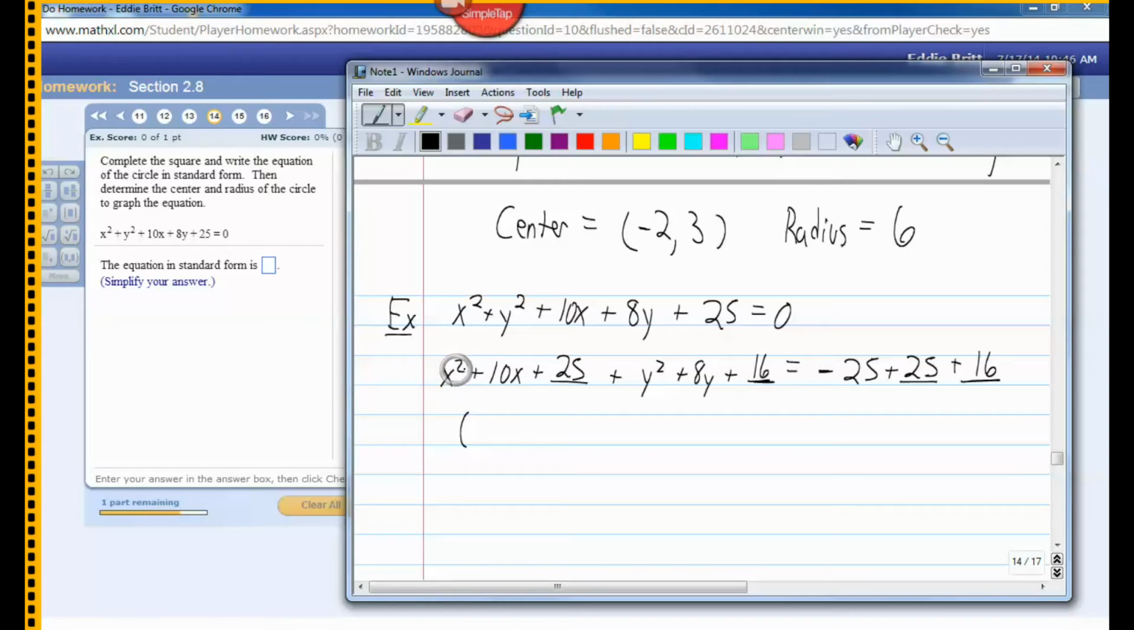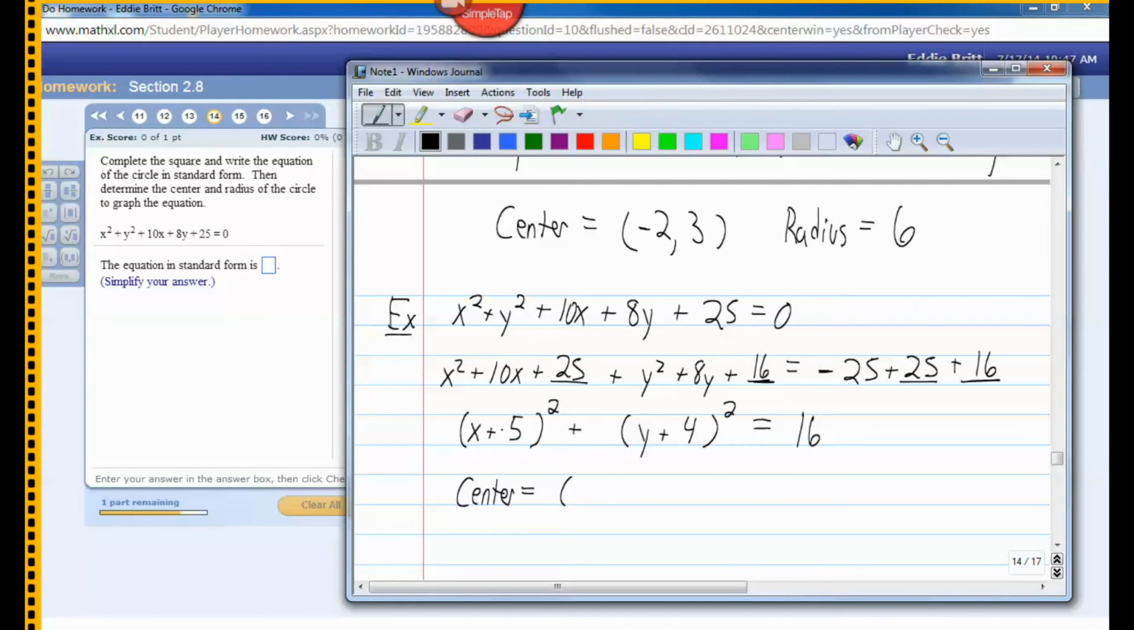So this now factors. Remember, it's a perfect square, so you really only have to write it down once and say squared. So remember, that's x plus, then what did we get when we took half of 10? 5. Plus, that factors, it's a perfect square. Y plus half of 8 was 4 squared. Alright, now, negative 25 plus 25 is 0. Plus 16 is 16. So the center is equal to the point negative 5, negative 4, and the radius is equal to the square root of 16, which is 4.